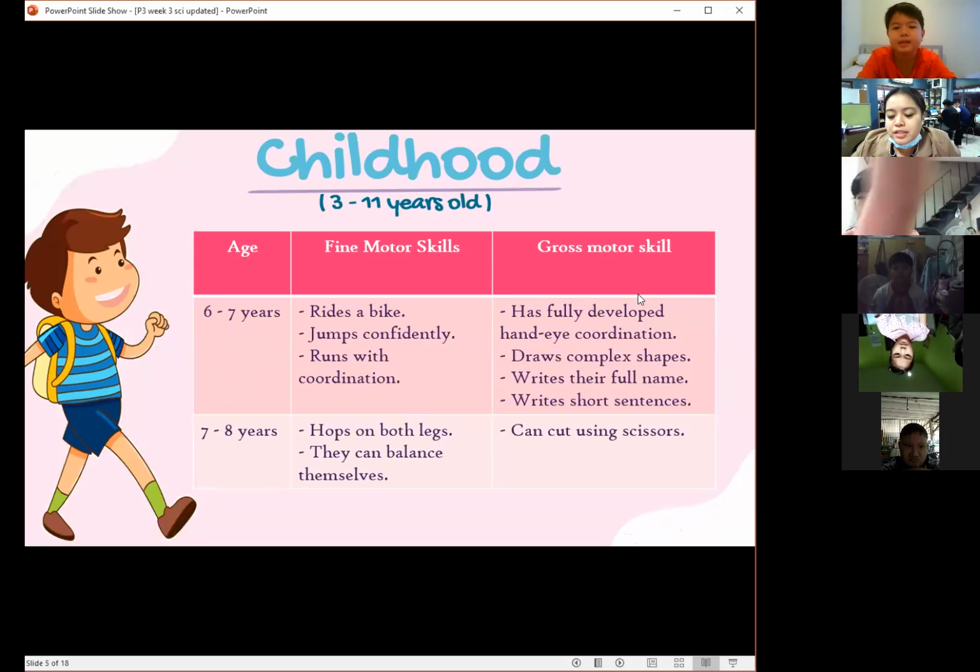During 7 to 8 years old, do you already know how to write your name? Yes. Do you already know how to draw shapes? Yes. Okay. Now, from 7 to 8 years old, they can hop on both legs.